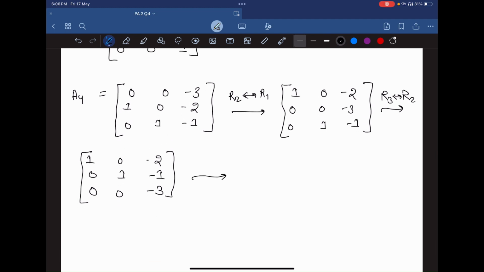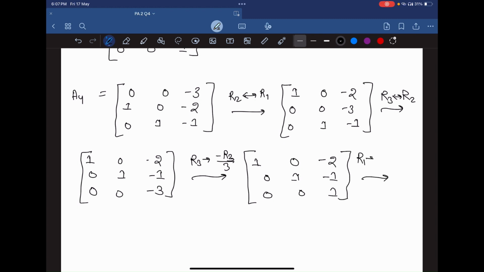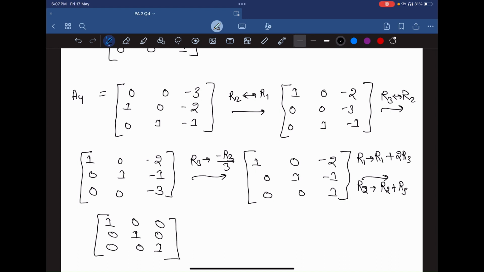Now let's divide R3 by negative 3. Then we get 1, 0, negative 2, 0, 1, negative 1, 0, 0, 1. And if we do R1 equals R1 plus 2 times R3, and R2 equals R2 plus R3, then we will get 1, 0, 0, 0, 1, 0, 0, 0, 1. So this matrix is also now in its reduced row echelon form.